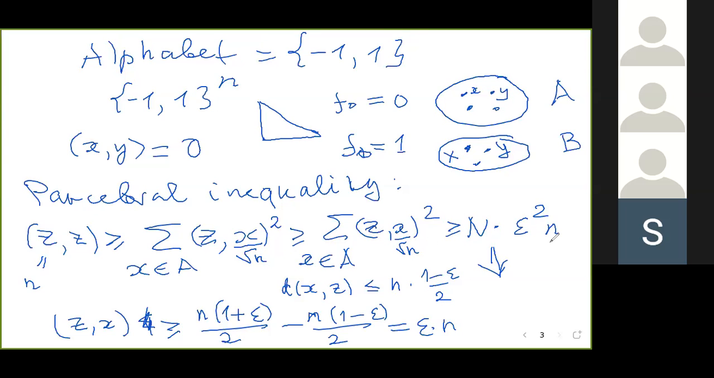Здесь будет эпсилон квадрат разделить на n. Ну и тогда окей. And now we obtain at least n cancels. We obtain n times epsilon squared n, and so we obtain that n is at most 1 over epsilon squared.